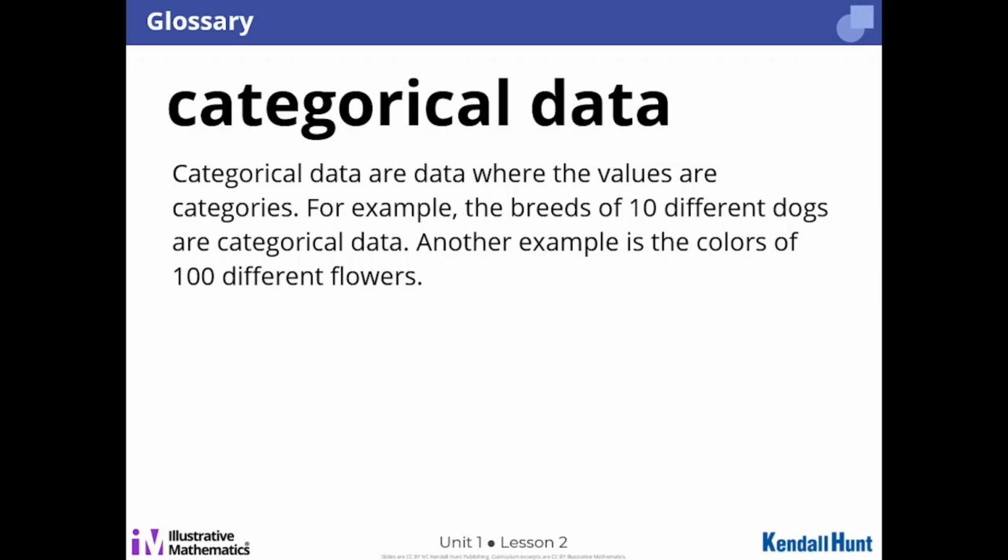Now, these are considered categorical because if I asked you for dog breeds, you would give me answers like golden retriever, pit bull, chihuahua. These are categories. You're not giving me numbers. And on the second one, the flowers, you might say roses, tulips, daffodils. But again, you're giving me categories, not numbers.